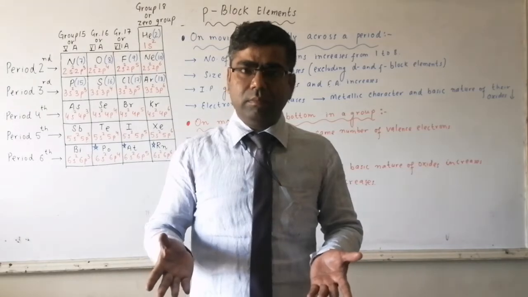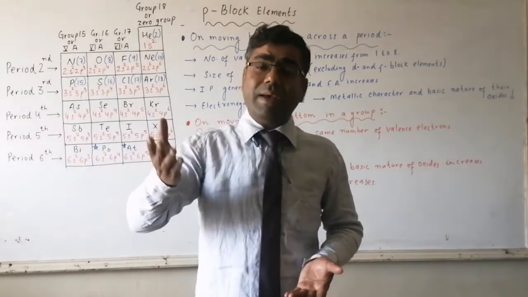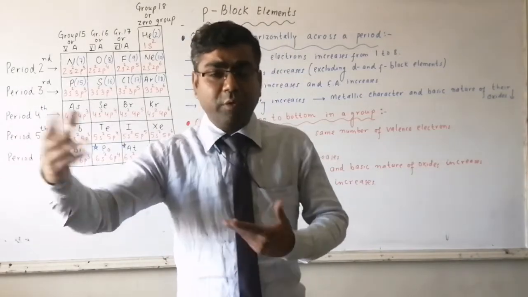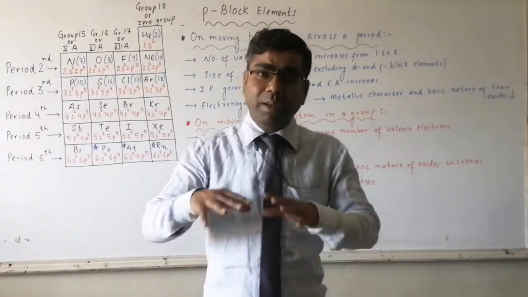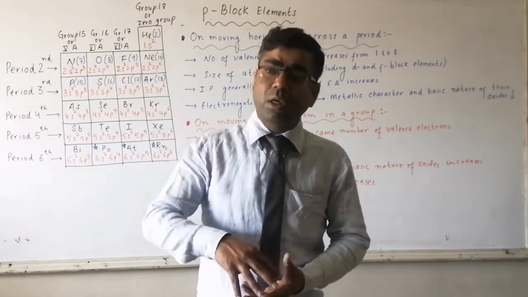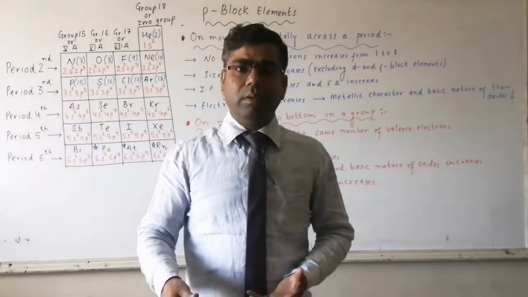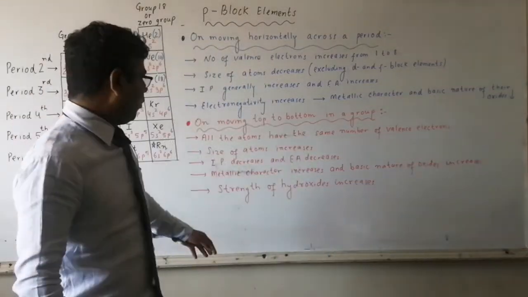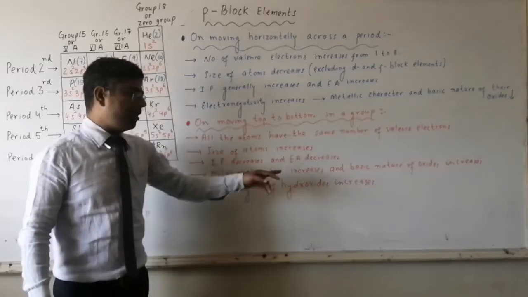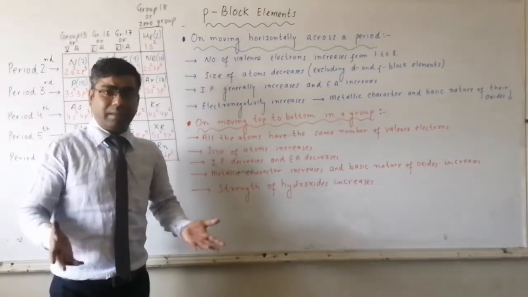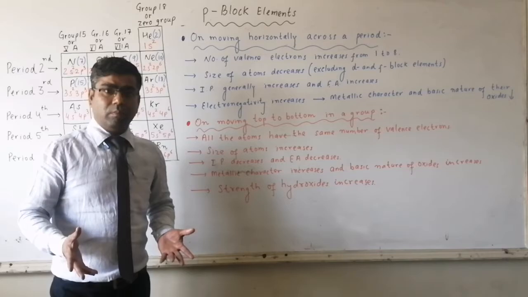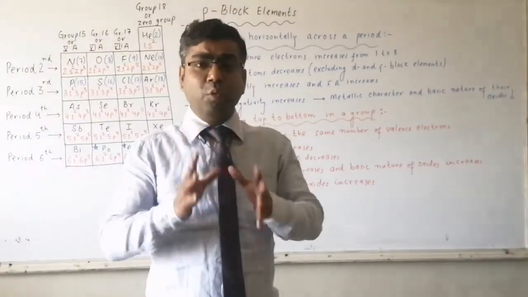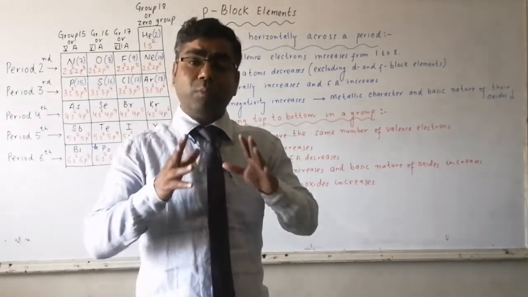EA decreases. EA is the energy released when an electron is added to the valence shell. The valence shell is away from the nucleus, so there will be lesser force of attraction from the nucleus to the incoming electron. If the force is less, the electron cannot be added easily. Then we have metallic character increases and basic nature of oxides increases. What is metallic character? Metallic character means electropositive character. Tendency to lose electron is called metallic character or electropositive character.